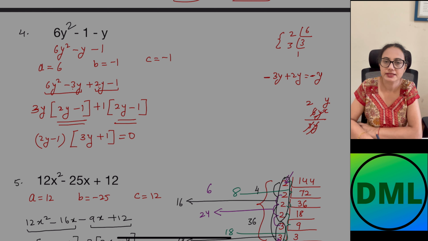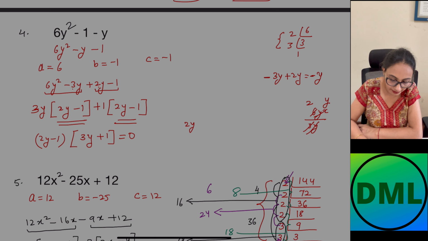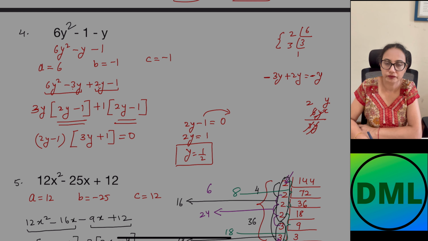Two individual brackets are equal to 0. That means either this is equal to 0 or this is equal to 0. We will try for both of them. 2y minus 1 is equal to 0. Move this 1 on right hand side. 2y is equal to 1. y is equal to half. This is your first zero of the polynomial.